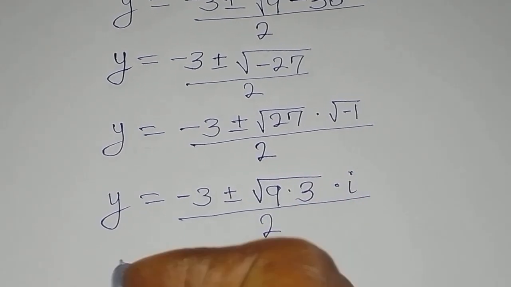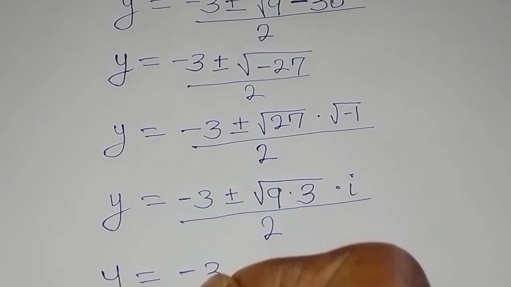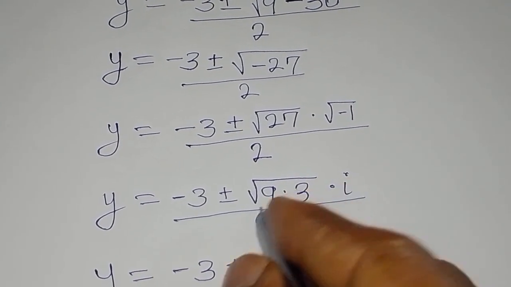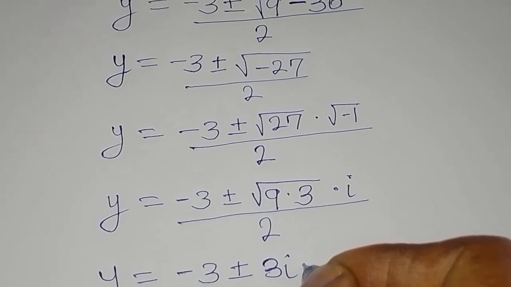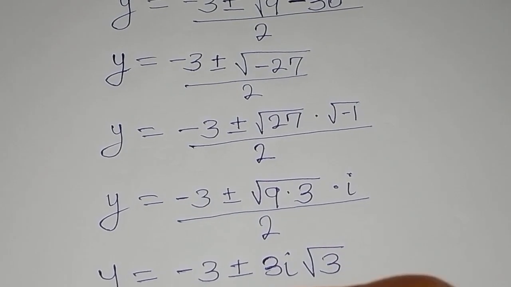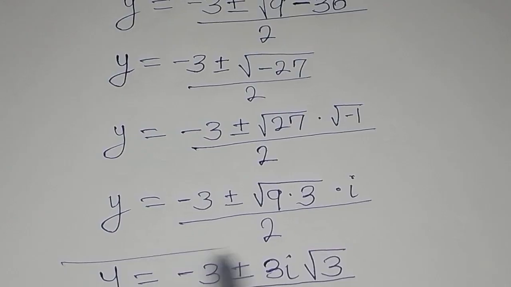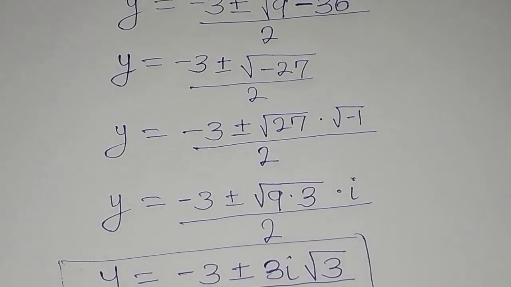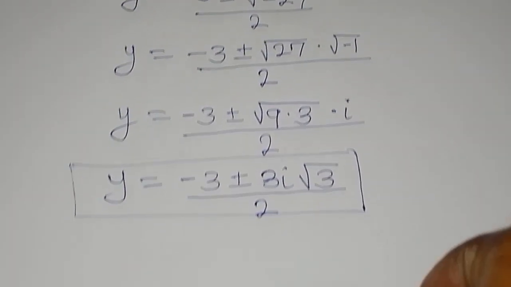So from here now, y is going to be minus 3 plus or minus the square root of 9, which is 3. 3 times i is 3i. So we will now have root 3, because 3 is not a perfect square. This is all over 2. Now we have another solution. As a matter of fact, a 2-in-1 solution.